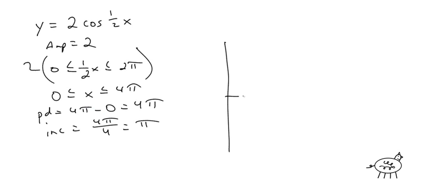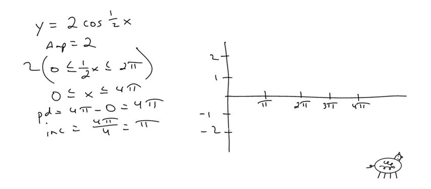Okay, let's graph it. The increment is pi, so pi, 2 pi, 3 pi, and 4 pi. My amplitude is 2, so 1, 2, -1, -2. We've got everything here. Cosine starts at a minimum or a maximum. In this case, there's a positive coefficient in front of the cosine, so we're going to start at a maximum, right there. Then we go to 0, to -2, back to 0, and to 2.